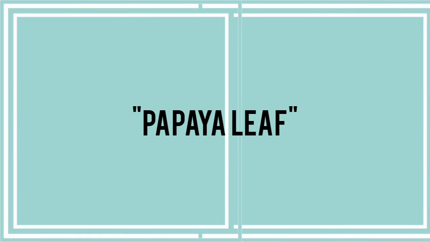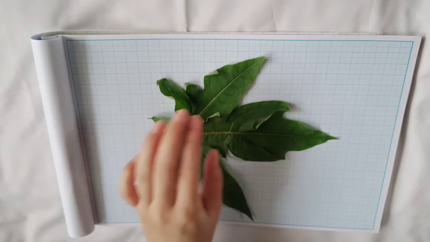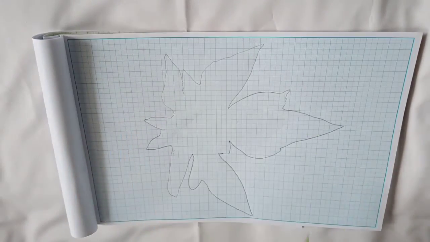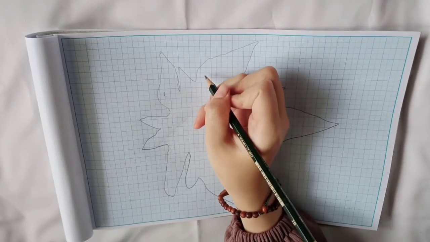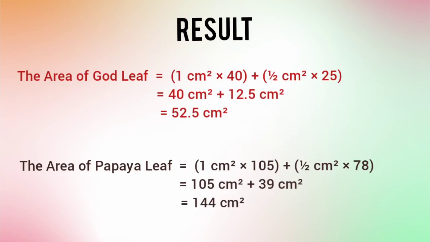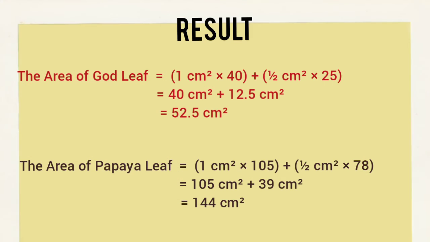The second, we are using a papaya leaf. Do the same process on the second leaf. So in here, there are two results. The first is the area of the guava leaf, and the second is the area of the papaya leaf.